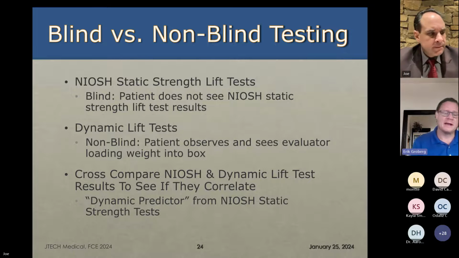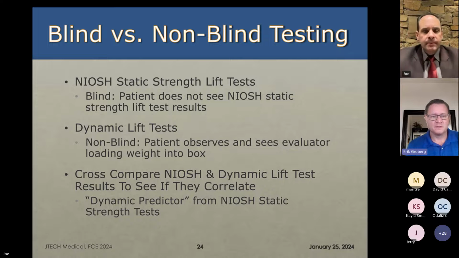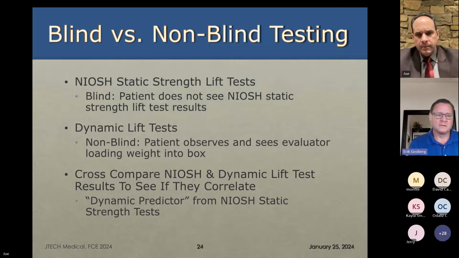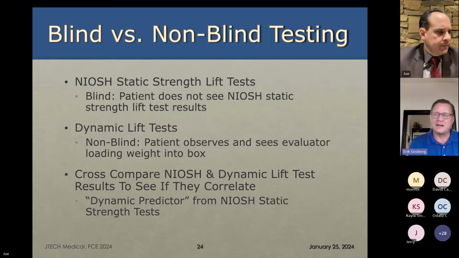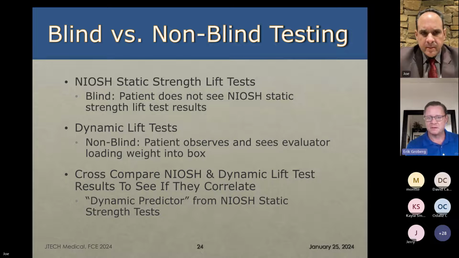And another aspect of that, Joe, is when they're doing the material handling, the dynamic lifting, they're watching you load up in 10-pound increments, right? So that's the non-blind test. Correct. Whereas when you're doing the corresponding NIOSH static strength lift test, that's the blind test. They don't see the results. And our software will compare the two, and there's data that you can extrapolate where it should be a pretty close match.